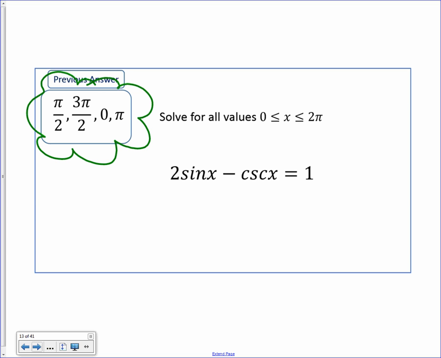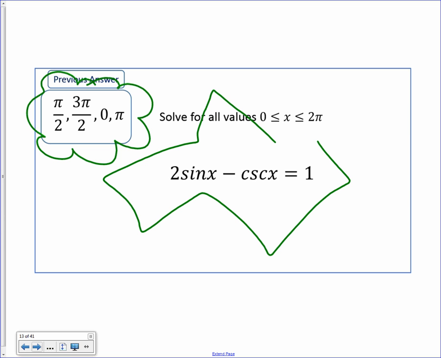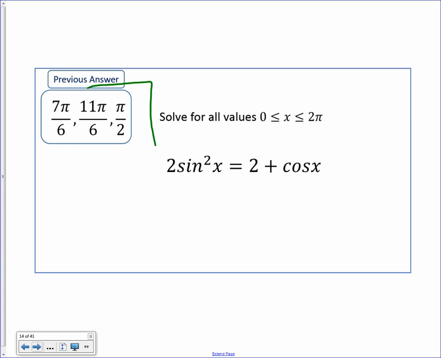Okay. And then we're dealing with 2 sine of x minus cosecant of x equals 1, and the answers to that are 3 of them. There you go.